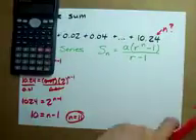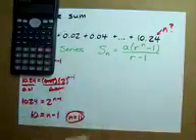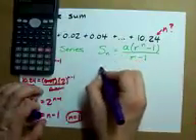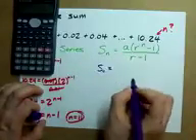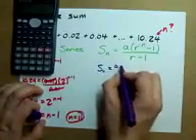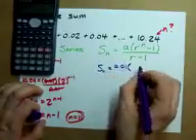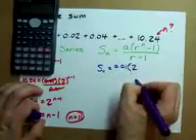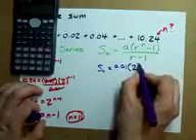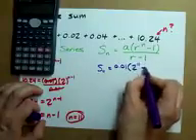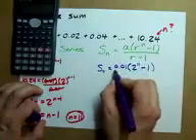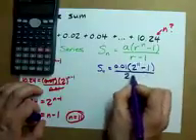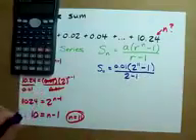Once you do that, you can plug into this formula. The sum of the first 11 terms is the first term times the common ratio to the power of n, 11 terms, minus 1, all over the common ratio minus 1.